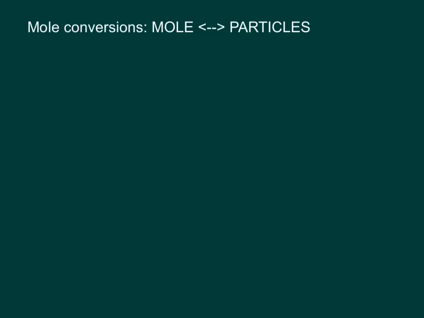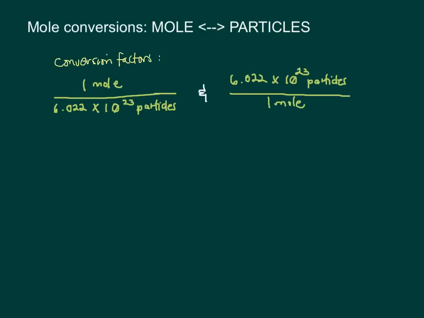All right, this tutorial is on how to make mole conversions, specifically going from a number of moles to a number of particles, or from a number of particles to a number of moles. To make these conversions, you're going to need the following two conversion factors. 1 mole is equal to 6.022 times 10 to the 23rd particles, or you can flip it and have 6.022 times 10 to the 23rd particles per 1 mole.